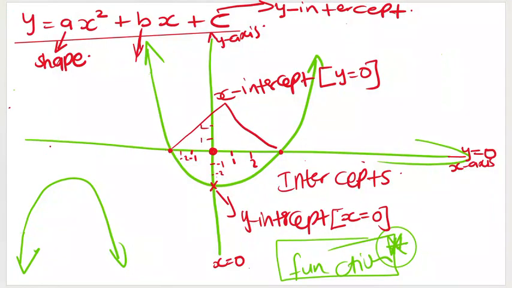So if a is positive, then the graph will face up. And if a is negative, the graph faces down. So this type here is the type where a is negative. And this type here is a type where a is positive.